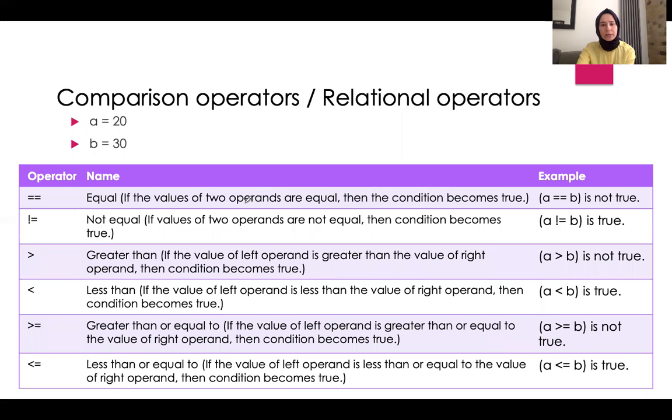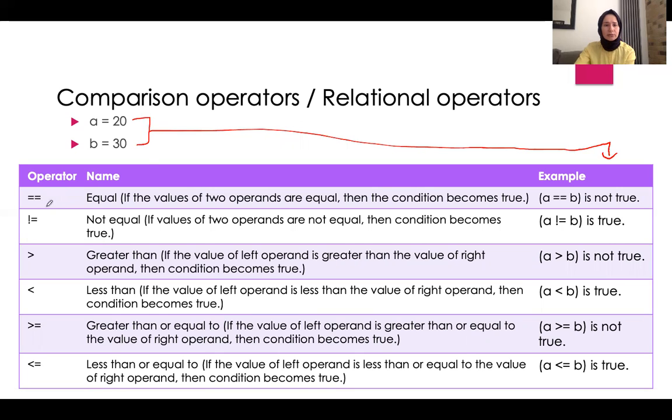Then we have comparison operators, and those are also relational operators. Now I will show you how we can use them on these examples. I have two variables, a equals 20, b equals 30. I will demonstrate these operators using these values.